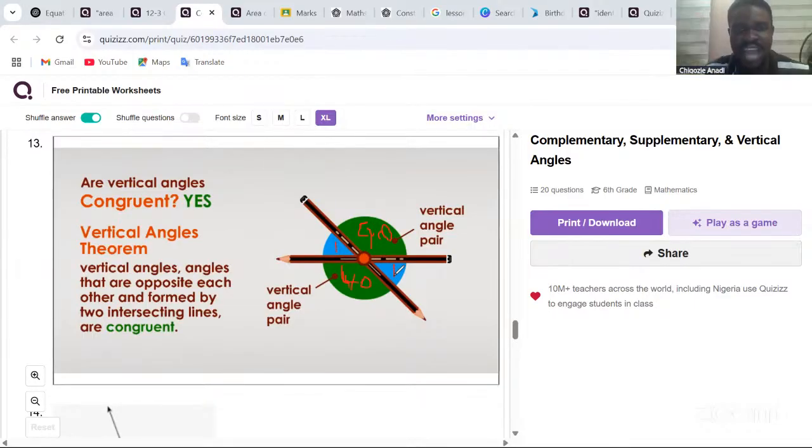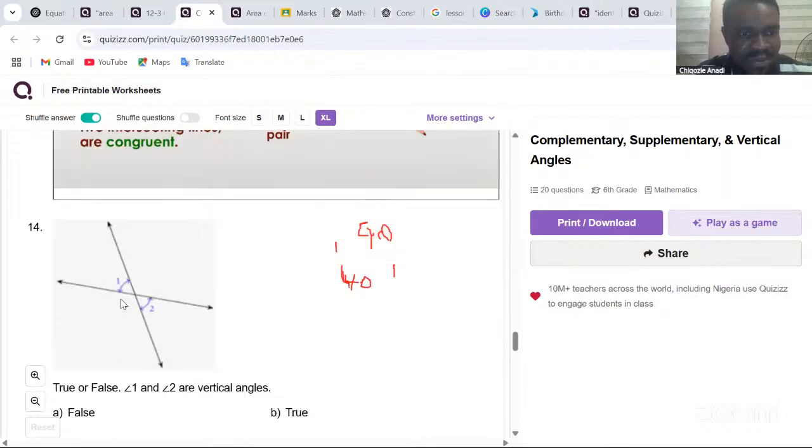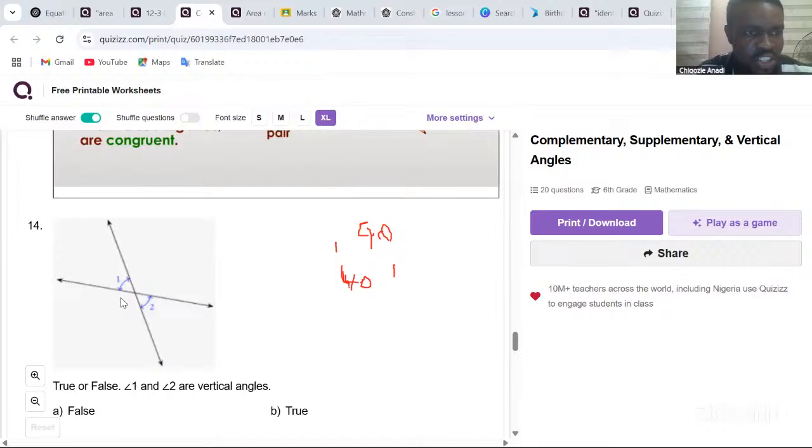Don't worry. As we progress in the class, we'll be learning other types of angles. We'll be learning corresponding angles, alternating angles, and the likes. Okay? So let me scroll now and just give you an example. Now look at this question 14.